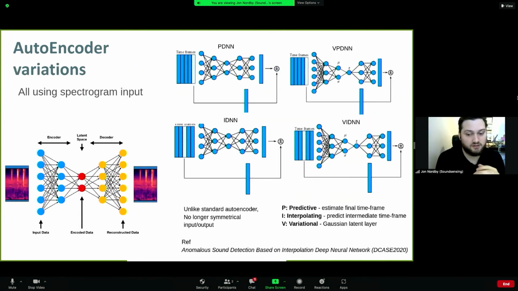And there are many variations proposed on this topic. It's very widely researched, for example, in the case of a conference. Here are just a couple of examples where, instead of trying to reconstruct the entire spectrogram, as shown at the left side, the classic one, you can try to, for example, predict a future time frame, or you can try to predict the middle, trying to fill in a spectrogram.